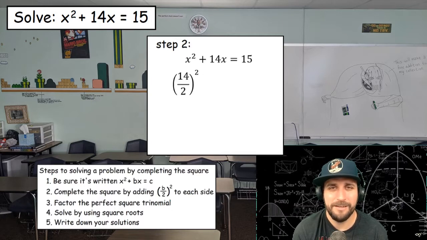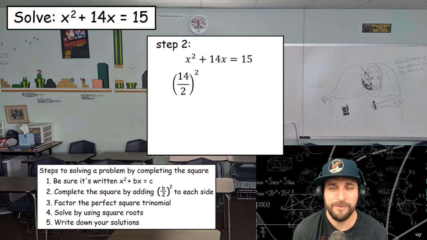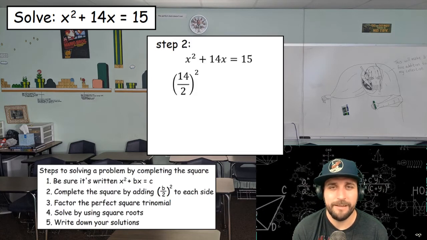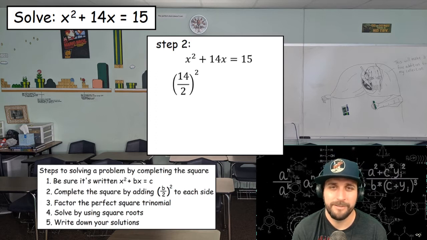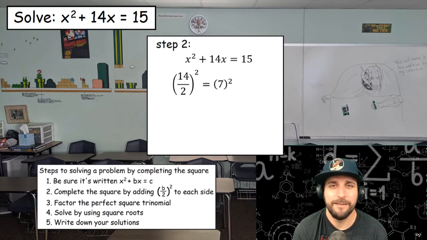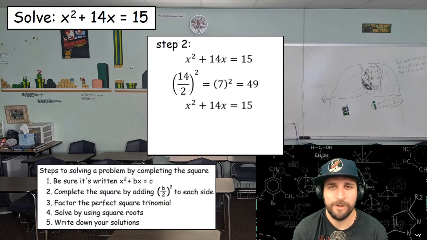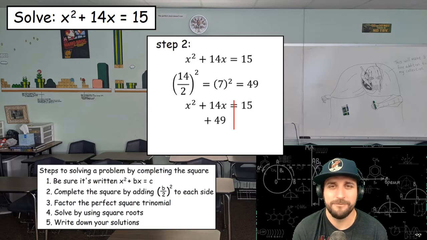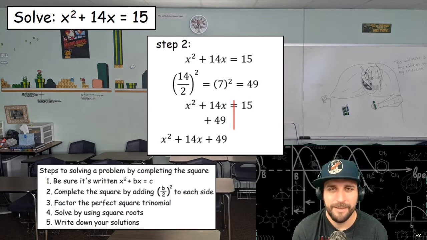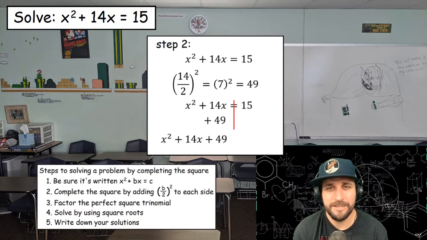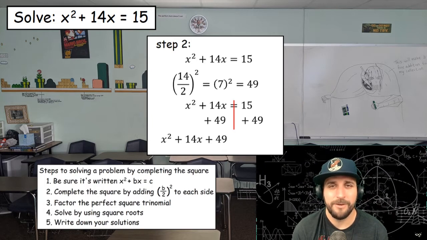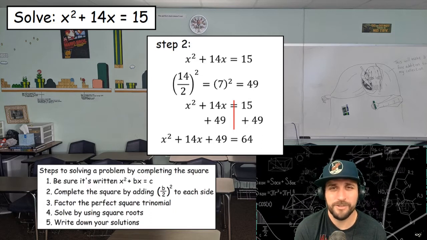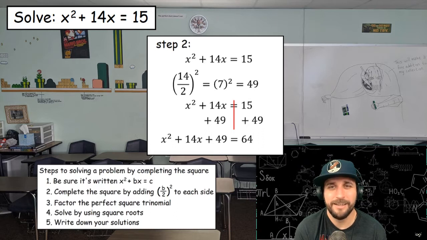Step 2, we want to make the left-hand side a perfect square trinomial. So we've got to find b divided by 2 squared and add it to both sides of my equation. So b is 14. So we take 14 divided by 2, 7. And 7 squared is 49. So I add 49. So the left-hand side of the problem turns into x squared plus 14x plus 49. Perfect square trinomial. In an equation, they've got to remain balanced. So anything you do to one side, you have to also do to the other. So on the right-hand side, 15 plus 49 is 64. So we get x squared plus 14x plus 49 equals 64.